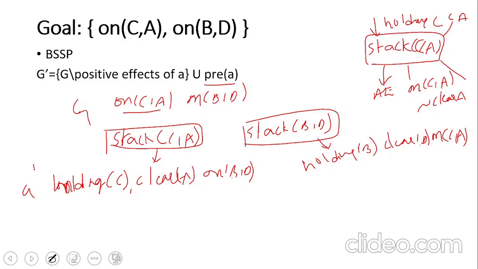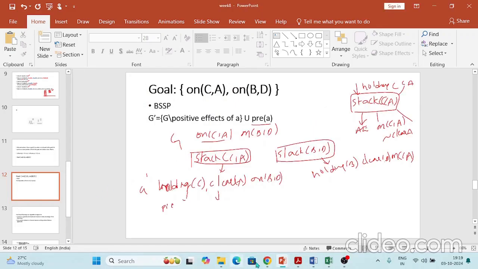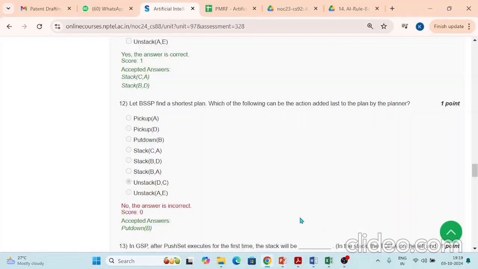Next, what is the next action I can do on this one? For holding C, I can do pick up C. So it's gone like this. So this is the Z bar, and at the end we'll write it as the put down B.